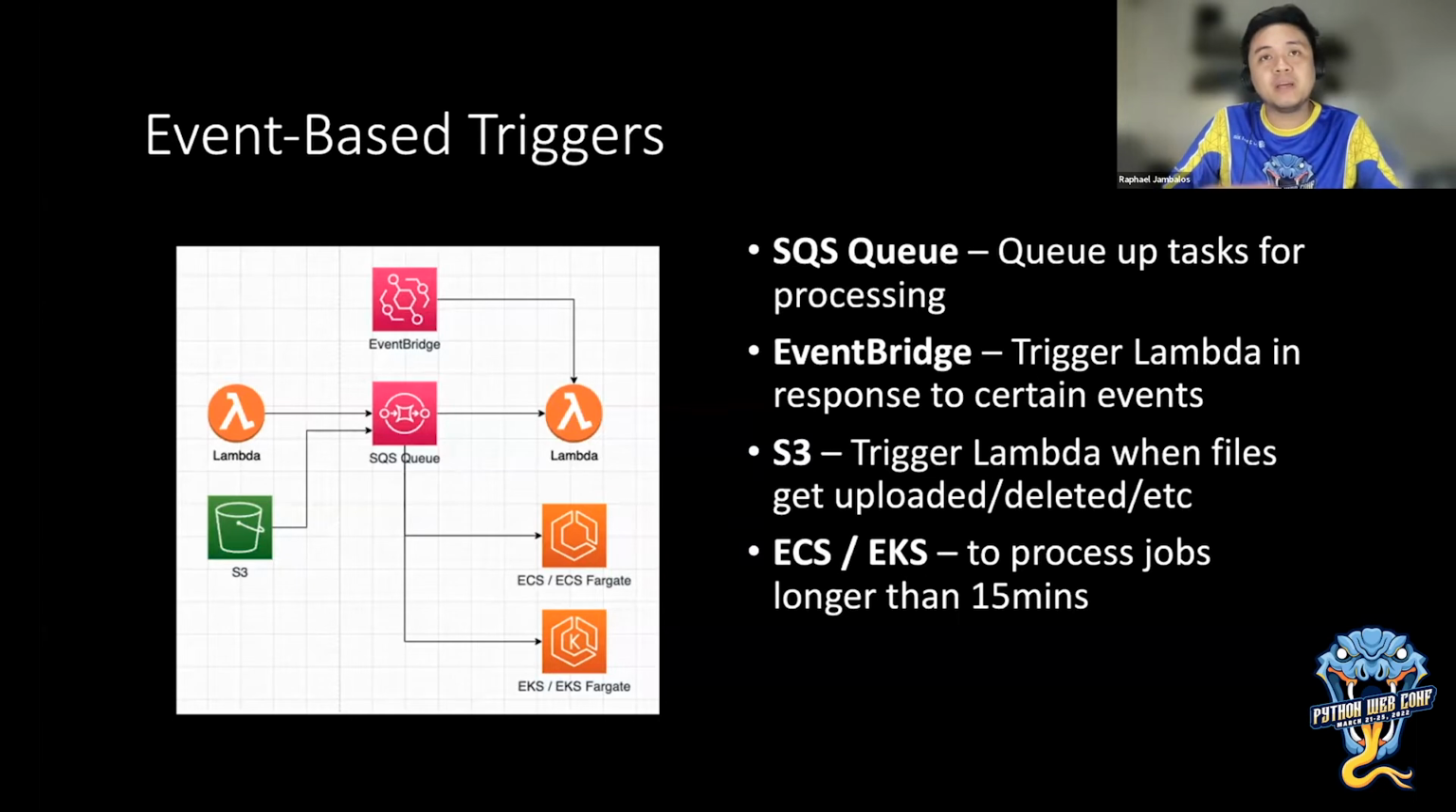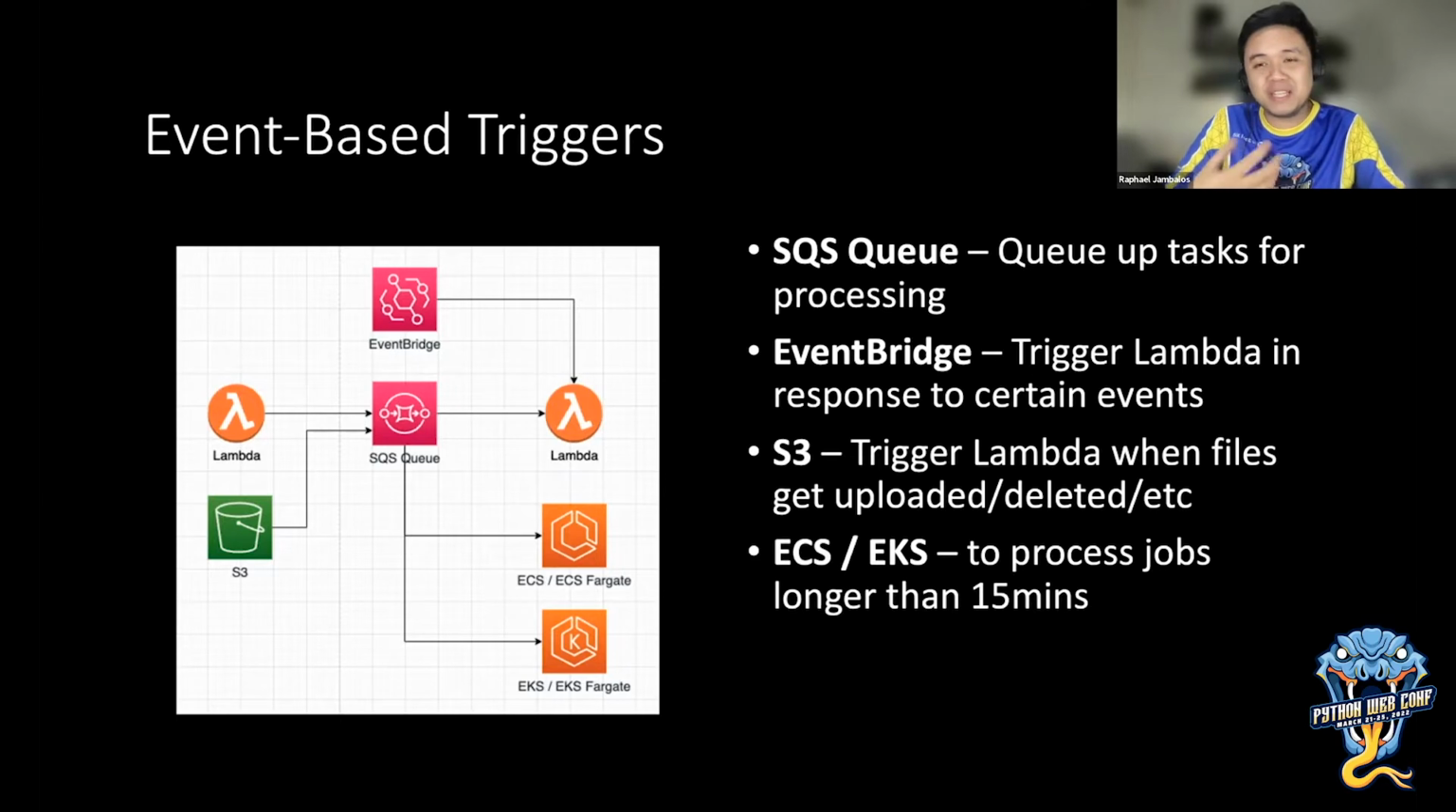Then next is EventBridge. EventBridge is like a trigger for Lambda, for AWS events, events inside your AWS account, or events inside third-party services or services in your system. So you can use EventBridge for that. Then S3, you can also configure S3 so that when you upload something, you can trigger Lambda in order to process that file.